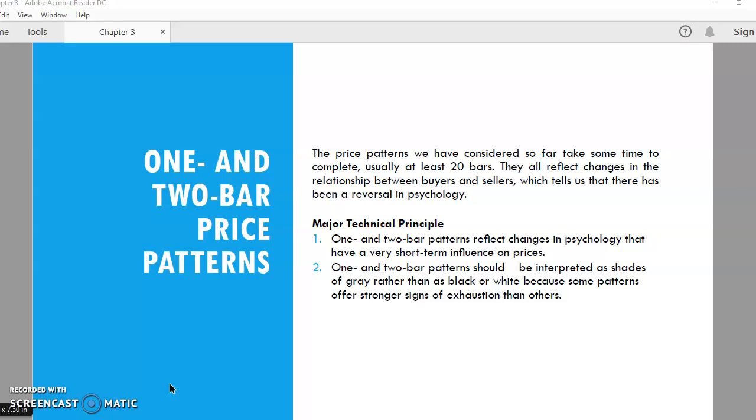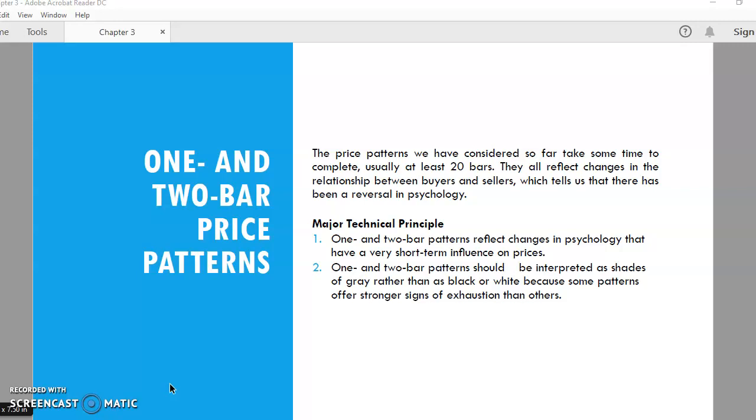Okay. As mentioned here, the price patterns we have considered so far take some time to complete. For example, in the continuation patterns, a flag or pennant takes not only 1 or 2 days. It may take 5 days, 7 days, or even 2 weeks, 3 weeks, 1 month, and so on. So these situations make traders or investors need to wait quite a long time before they can make a decision either to buy or to sell.